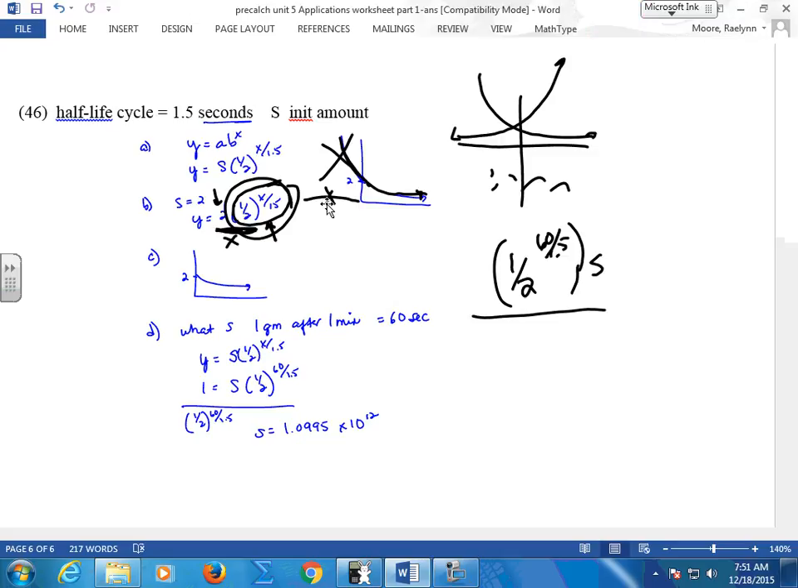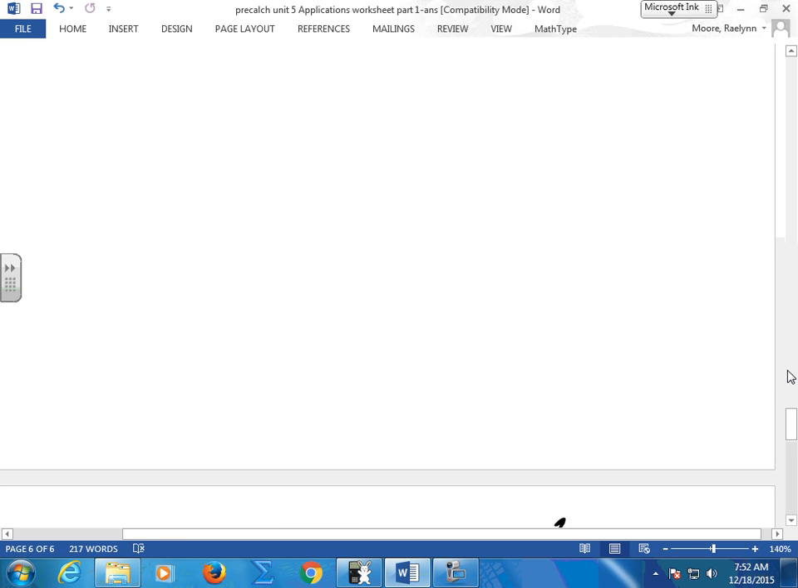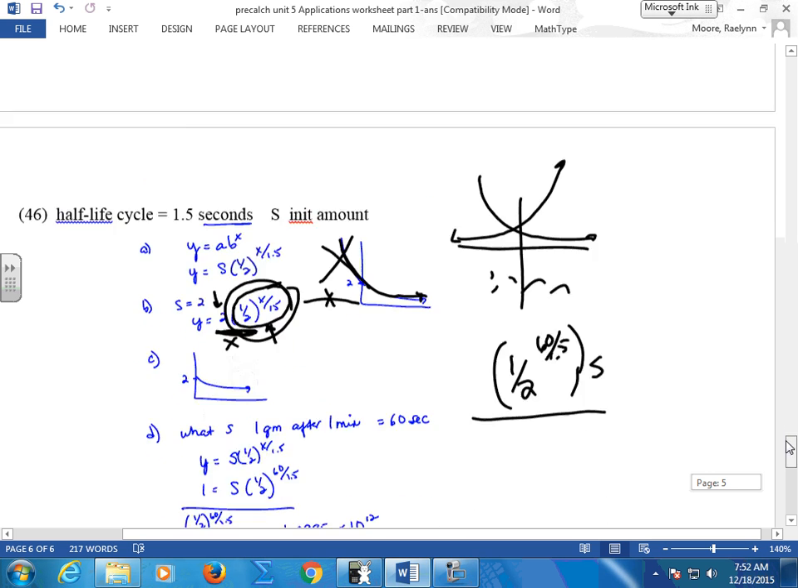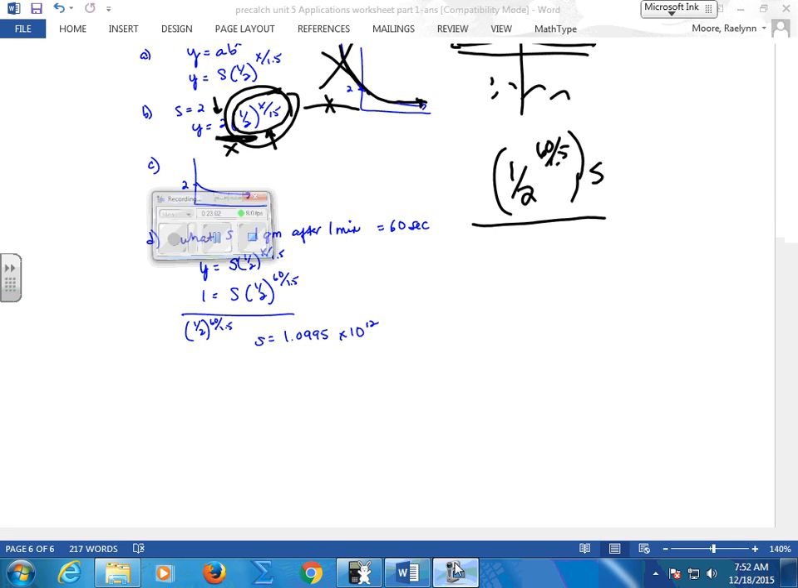So are we good with this? Now be careful too. They wanted 1 minute. You can't put a 1 in there because your time cycle is seconds. That's why we went 60. Okay, so I guess we'll finish this up. Do we have any questions?